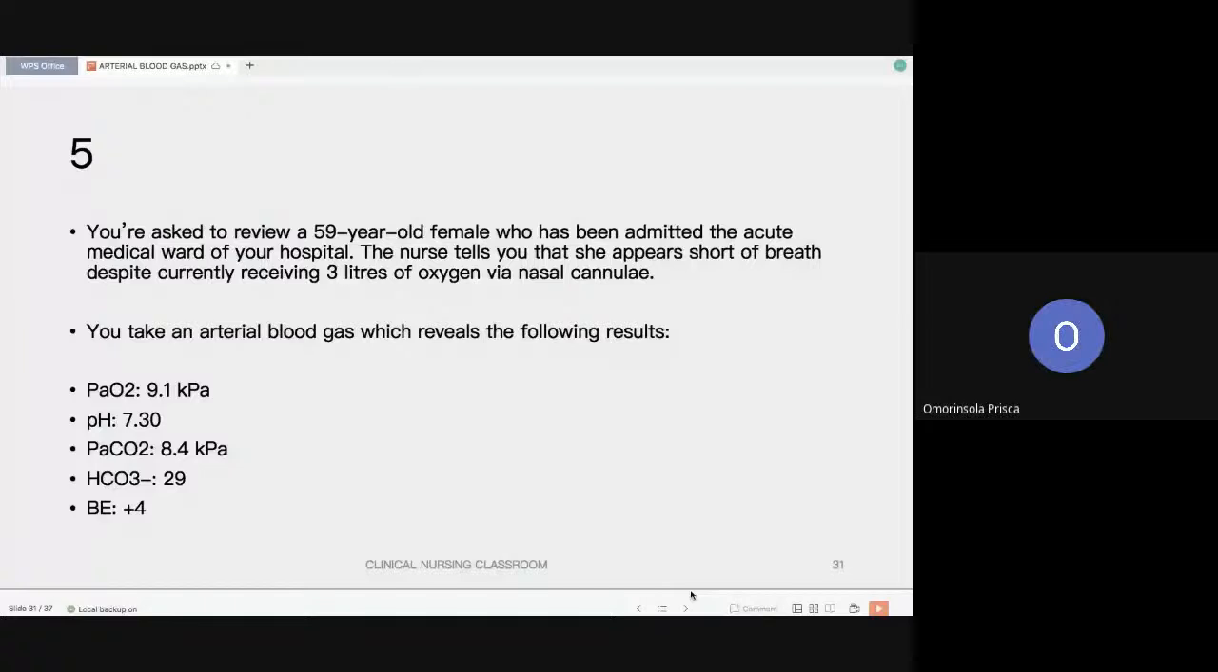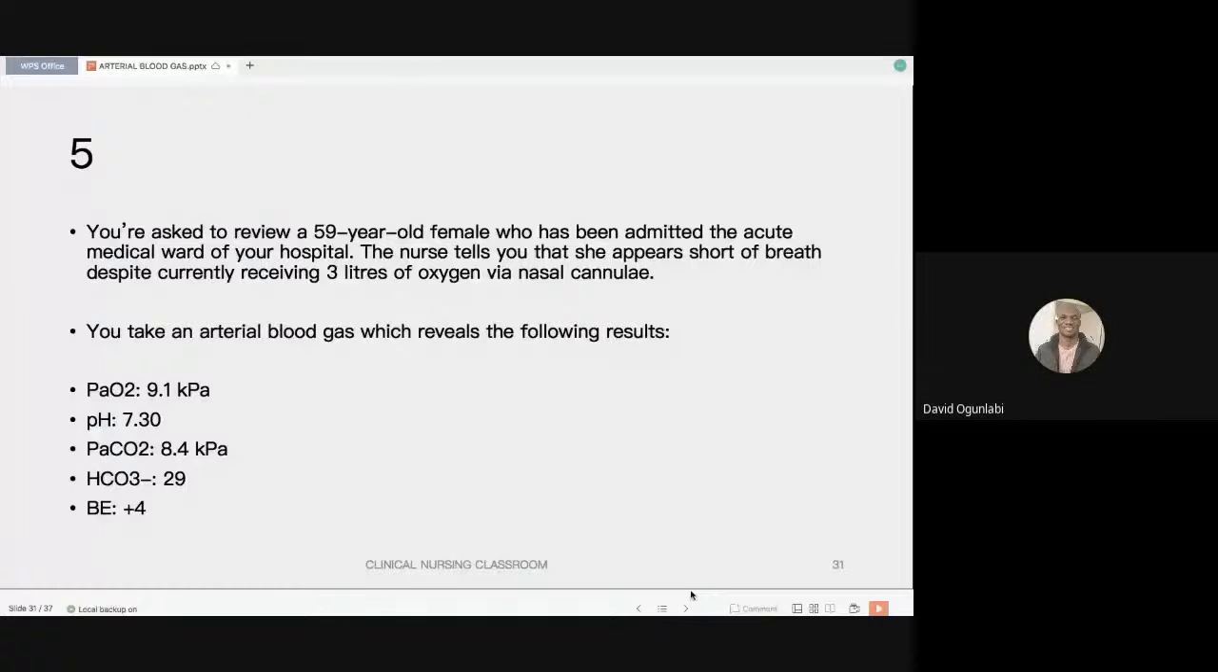And the HCO3 is 29. No, wait. PCO2, you say it's high. What does that mean? It's acidosis. Acidosis, okay. So the HCO3 is 29. It is alkalosis, sir. What's your conclusion? I still don't understand the conclusive part.